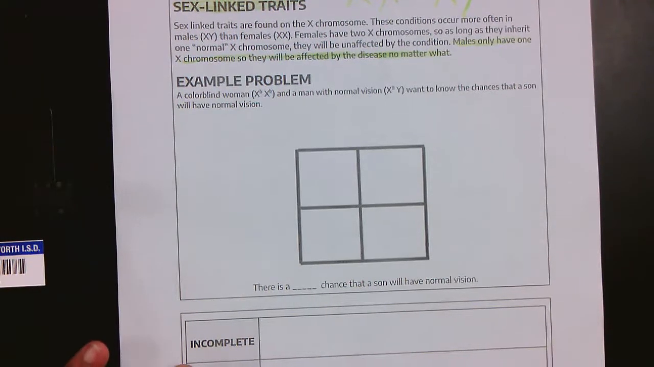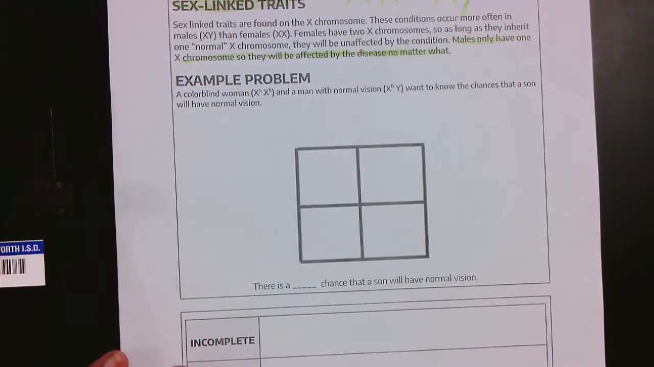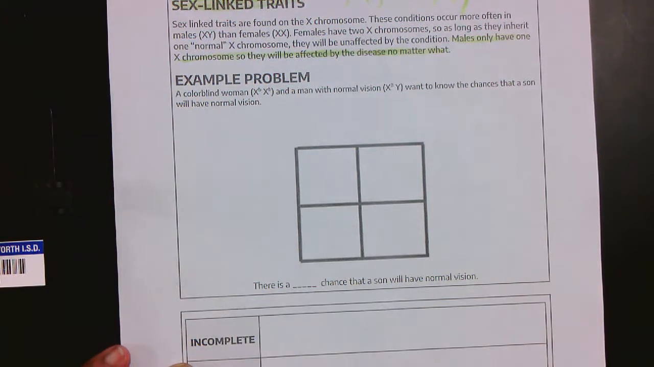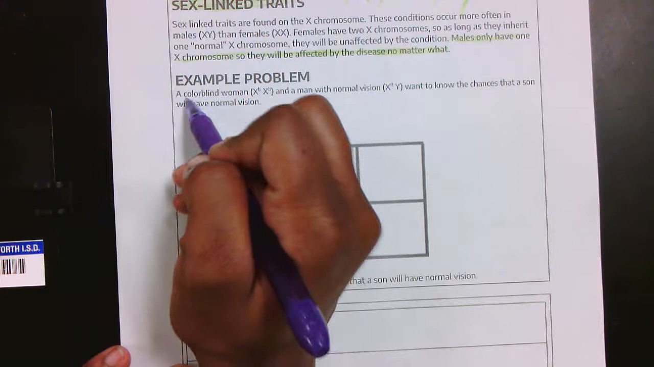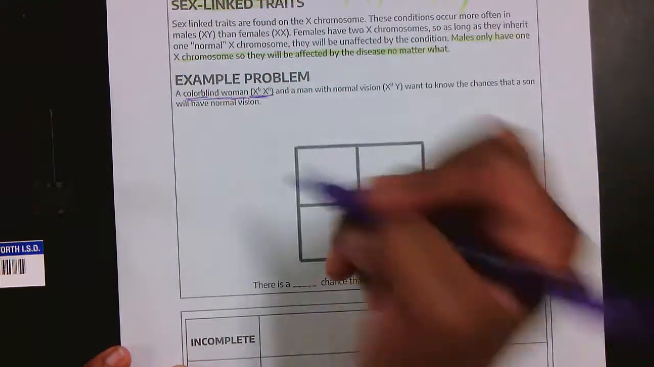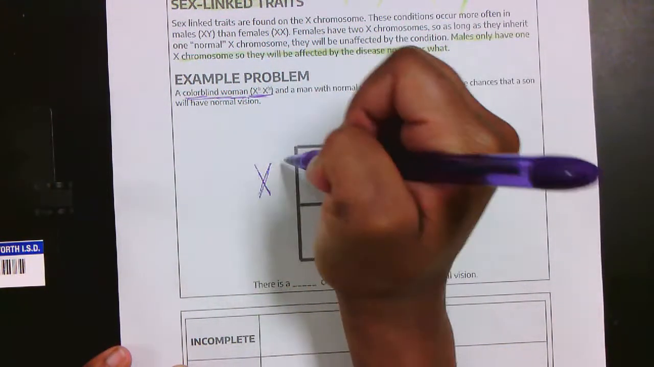So a colorblind woman and a man with normal vision want to know the chances that a son will have normal vision. So, of course, identify our parents. Colorblind woman. Go ahead and let's add her onto our Punnett square.